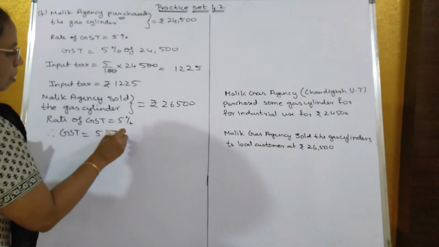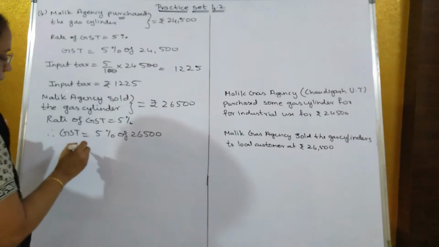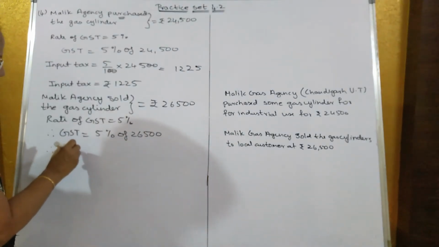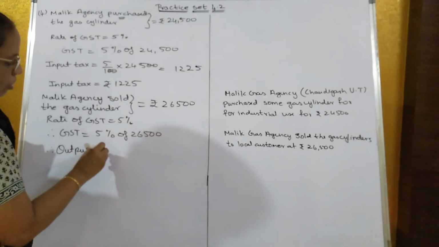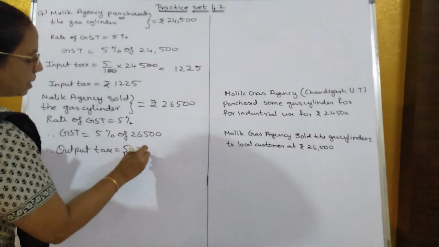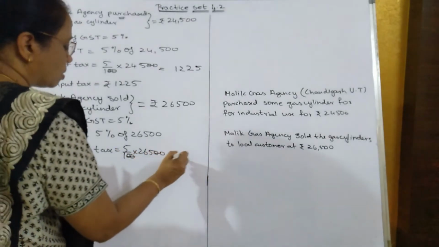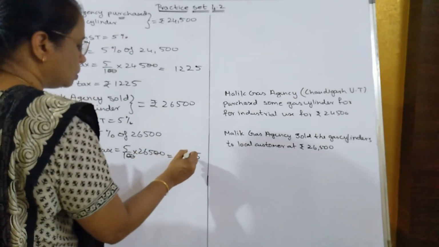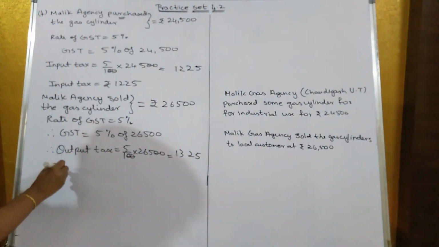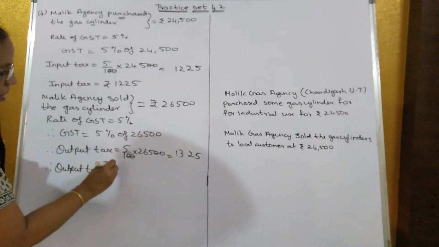Therefore GST is equal to how much? 5% of 26,500. So that is equal to how much? So this is your output tax. Output tax is equal to how much? 5 upon 100 into 26,500. 0 and 0 will get cancelled. So that's equal to 1,325. So output tax is equal to rupees 1,325.